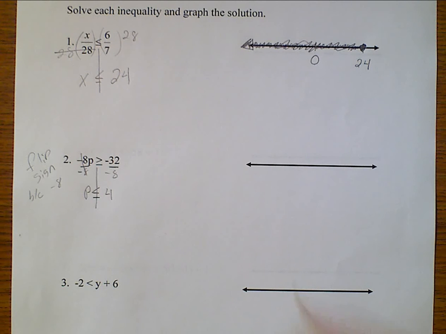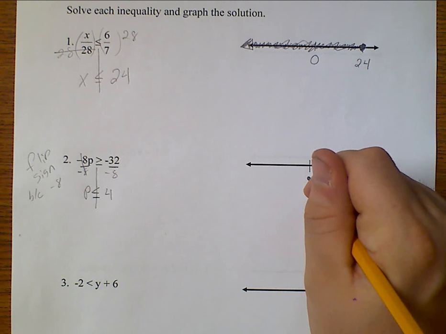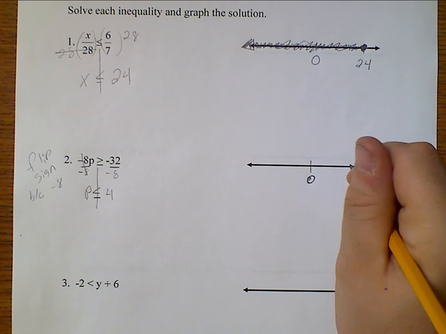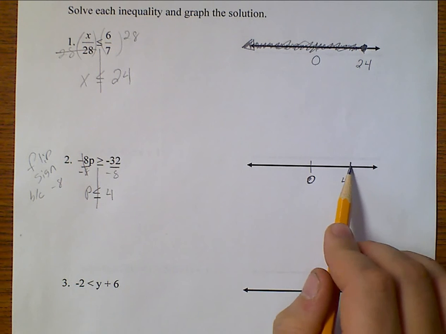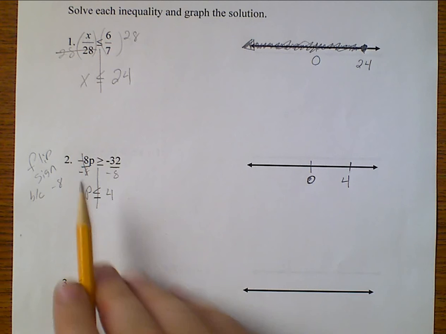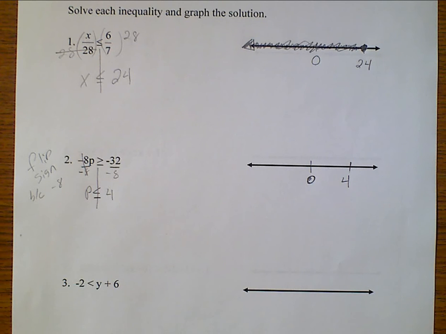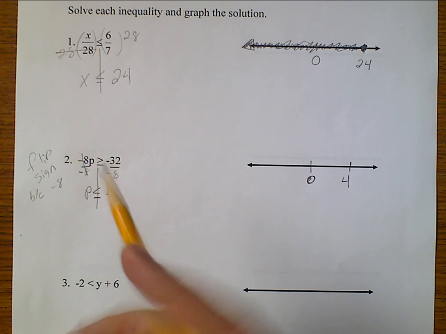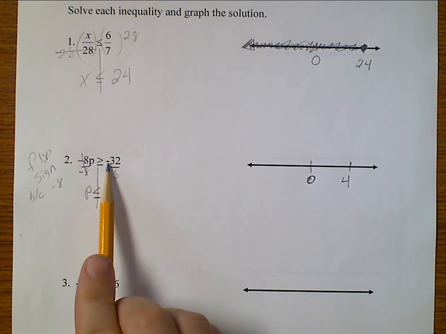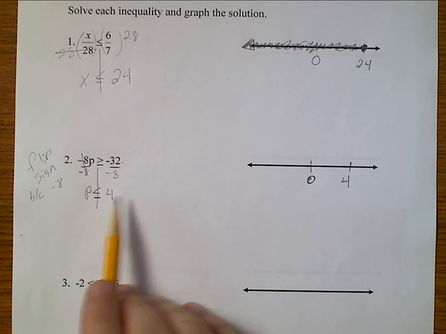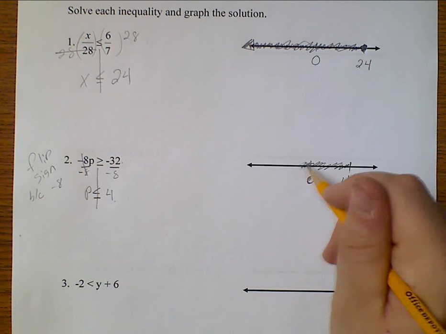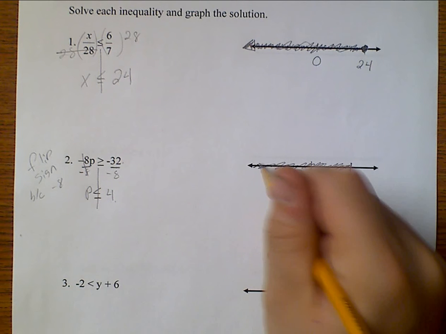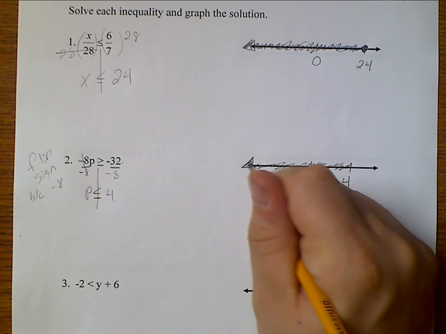So we're going to go ahead and come over here. We're going to put 0 and 4. And this says that p is less than 4. So that means I need to go this way. Just double check. If I do negative 8 times 0, I get 0, and 0 is greater than negative 32. So it's true up here as well as it is true down here. And so I shade towards 0 on less than.